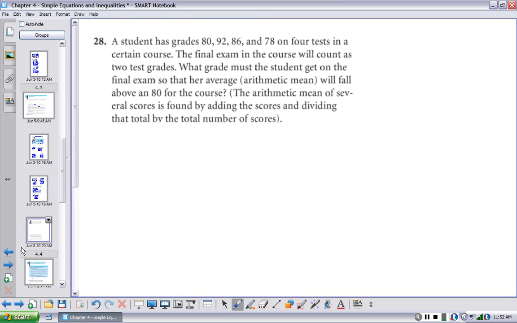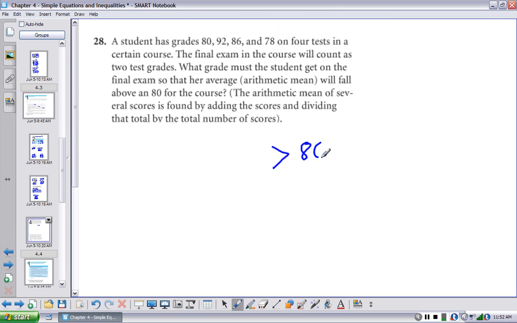Let's look at another problem. A student has grades 80, 92, 86, and 78 on 4 tests in a certain course. The final exam in the course will count as 2 test grades. What grade must the student get on the final so that her average, which is the mean, will fall above 80 for the course? So she doesn't want 80, she wants above 80.